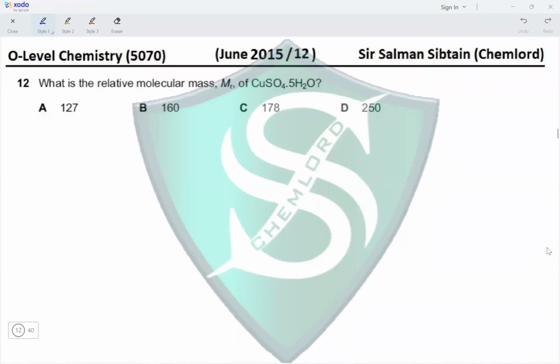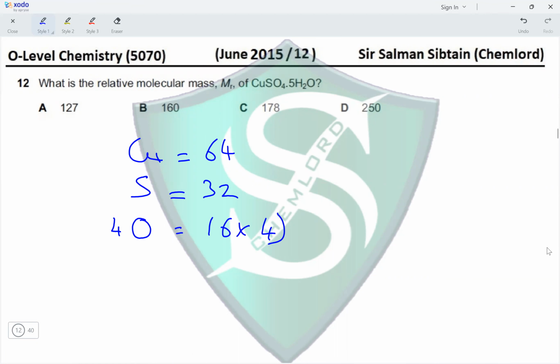Question 12. What is the relative molecular mass, MR, of CuSO4.5H2O? Okay, so we just need to add up the AR of the atoms multiplied by the number of atoms present. So copper has an AR of 64. Sulfur has an AR of 32. Oxygen, there are 4 oxygen atoms, so this would be 16 into 4, which would make it 64.